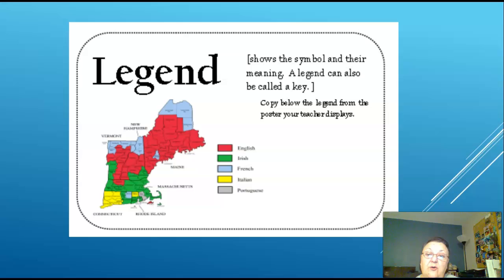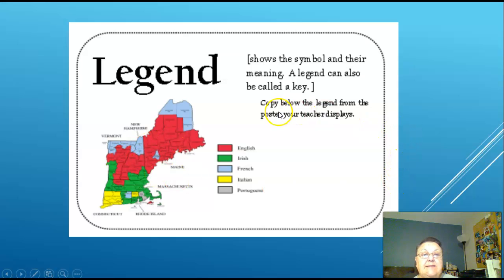It may show a squiggly line might mean a river. A longer line might mean maybe a lake or a pond. So a legend, they're usually kind of like a pictograph. They'll show you a picture and then they'll give you a key over here that explains what each color means or what each symbol means.